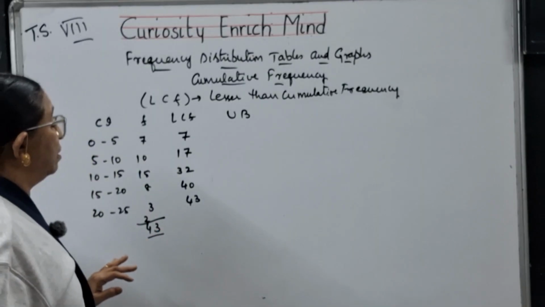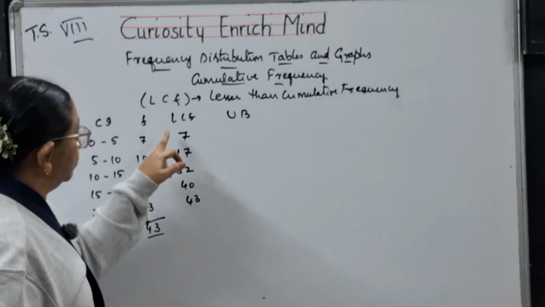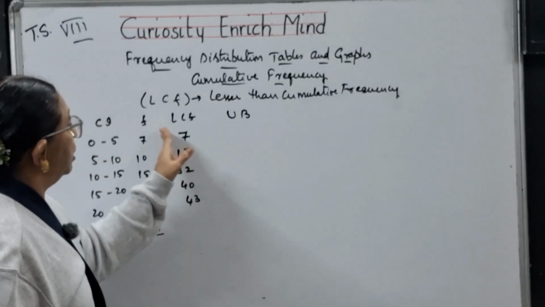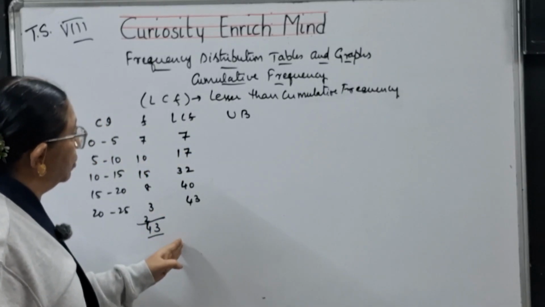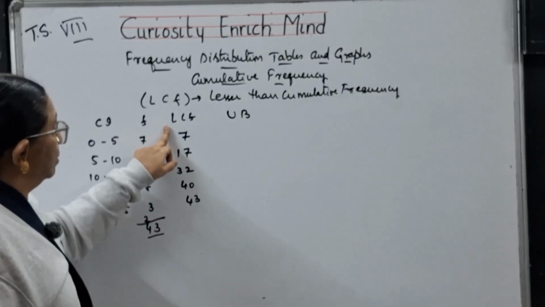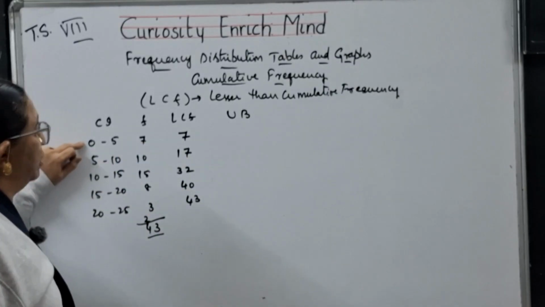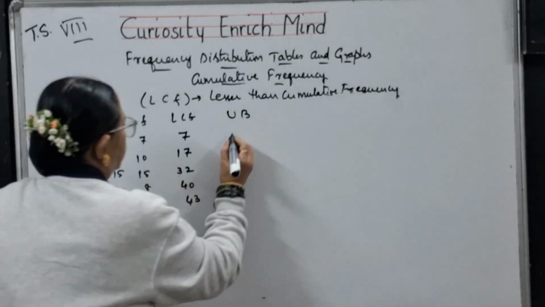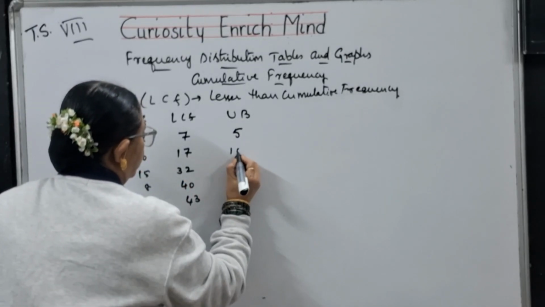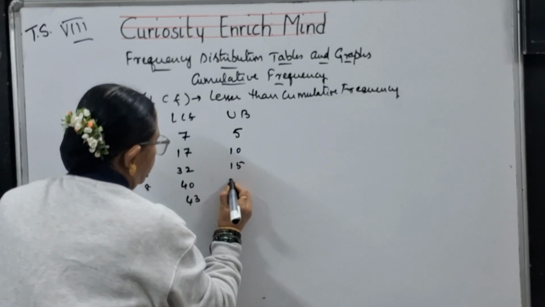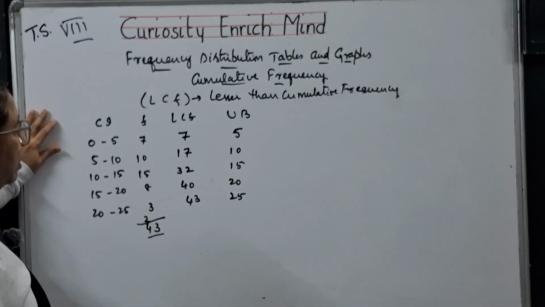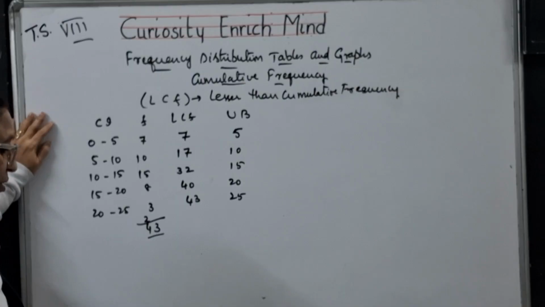In the earlier case, for greater than cumulative frequency, we have seen the top one because we started from bottom and we have gone to top. Here now from top to bottom we have come. Why is it? Because it is lesser than cumulative frequency, the least value we have to take. Now upper boundaries we need to write. Upper boundaries are 5, 10, 15, 20, 25. So this is how you are going to write less than cumulative frequency, children.